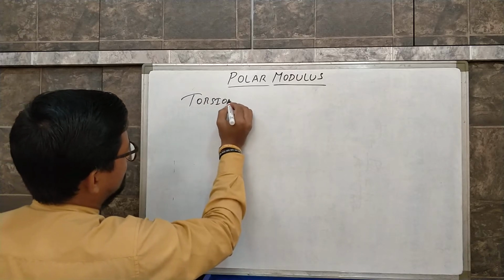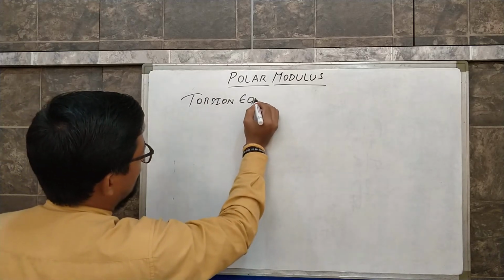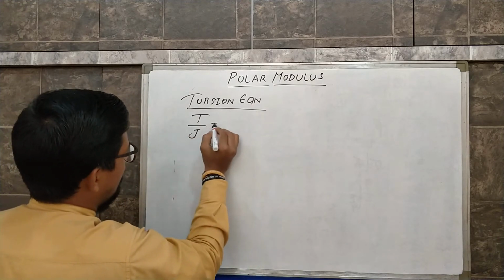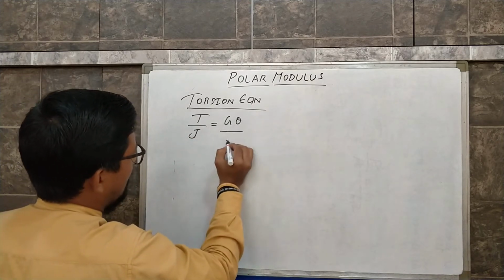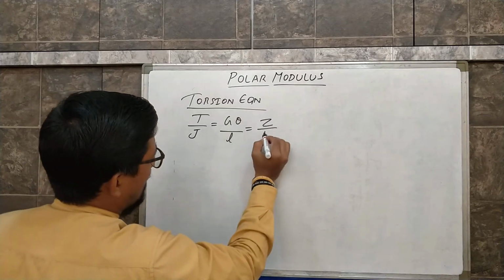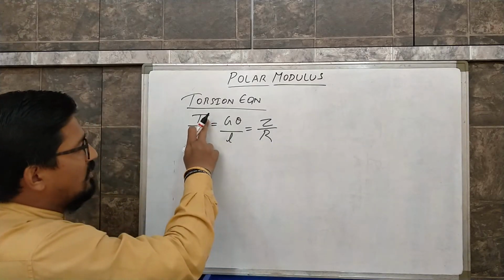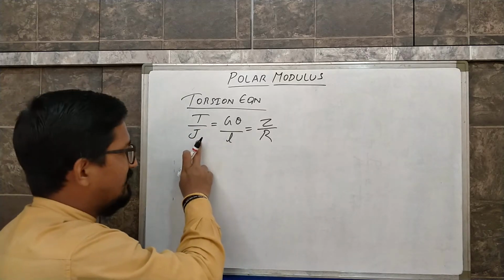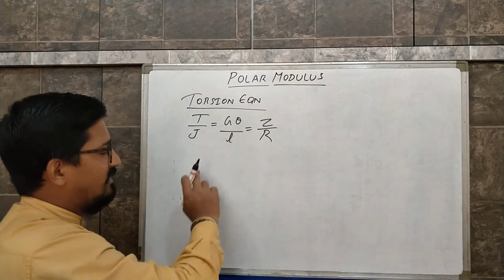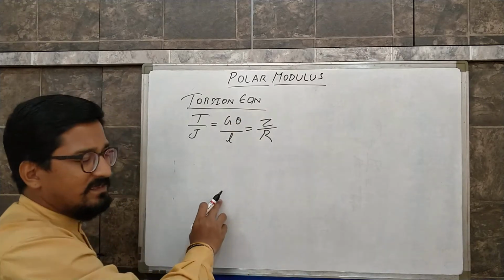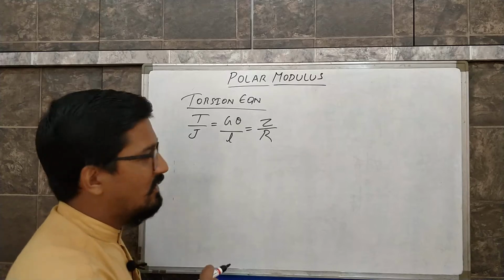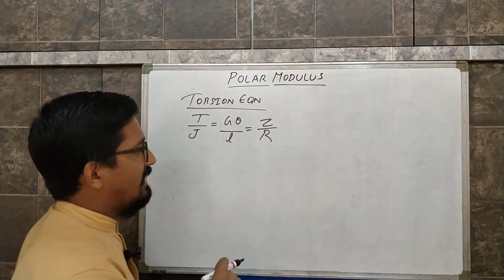Torsion equation. This torsion equation or formula is T by J is equal to G theta by L is equal to tau by R. This T is the torque or the twisting moment or the turning moment. J is the polar moment of inertia. G is the modulus of rigidity. Theta is the angle of twist. L is the length of the shaft. Tau is the shear stress of the shaft material and R is the radius of the shaft.